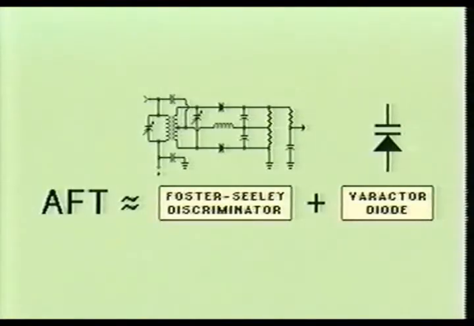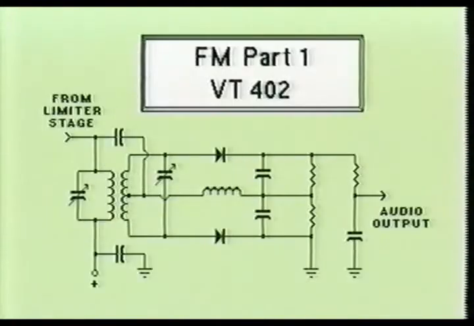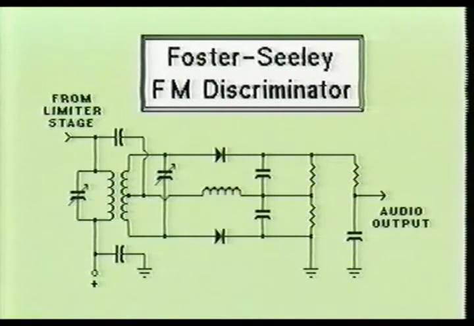AFT, or automatic fine-tuning, is basically achieved with the Foster-Seeley discriminator and the varactor diode. As you recall from UCanDo's FM Part 1 video VT402, one of the methods of demodulating FM, or detecting frequency change, is performed by the Foster-Seeley discriminator shown here.